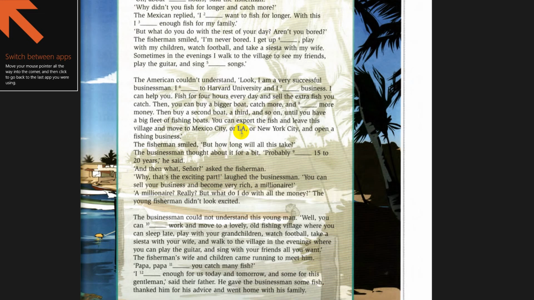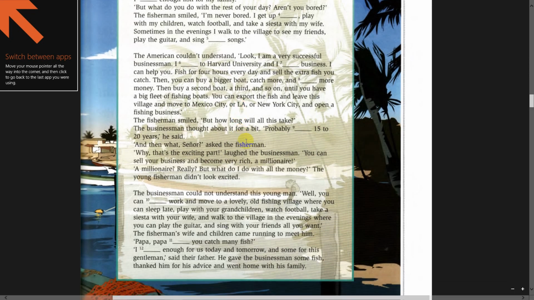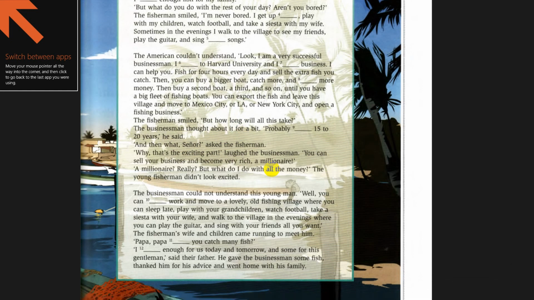Okay. But how long will all this take? Let me think. Probably about 15 to 20 years. 15 to 20 years? And then what, senor? Why, that's the exciting part. You can sell your business and become very rich. A millionaire. A millionaire? Really? But what do I do with all the money? Well, let me think. I know. You can stop work and move to a lovely old fishing village where you can sleep late, play with your grandchildren, watch football, take a siesta with your wife, and walk to the village in the evenings where you can play the guitar and sing with your friends all you want.